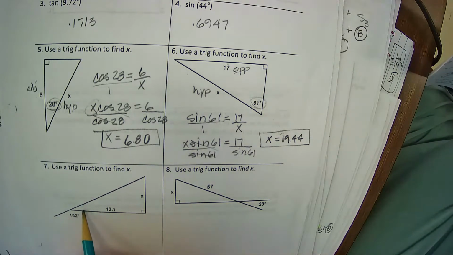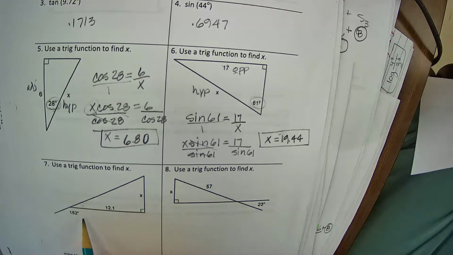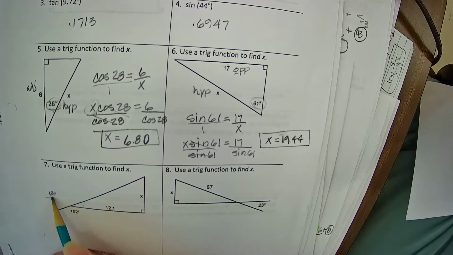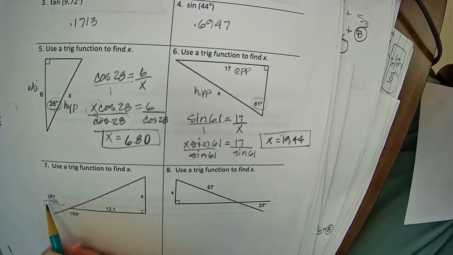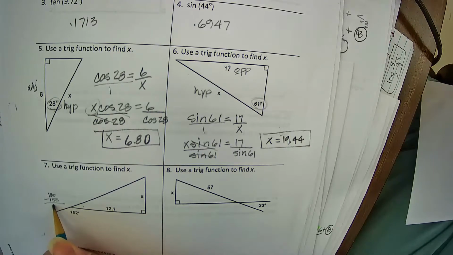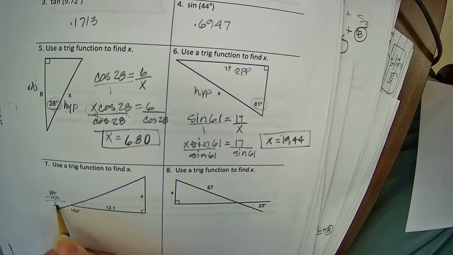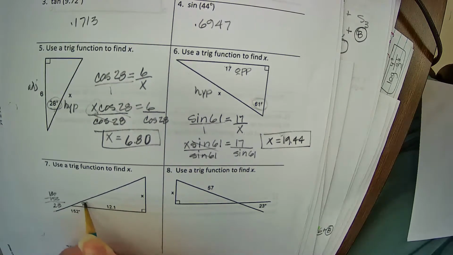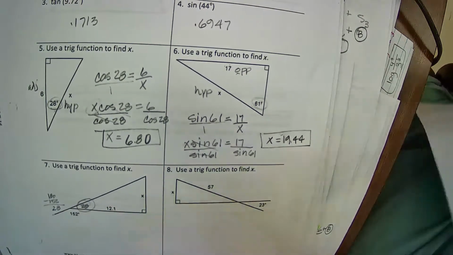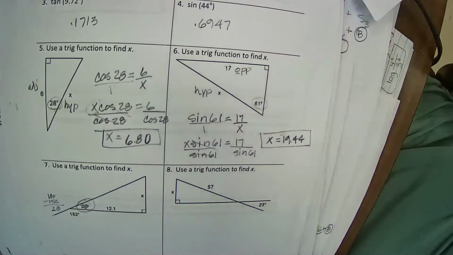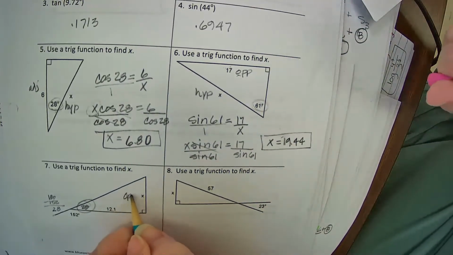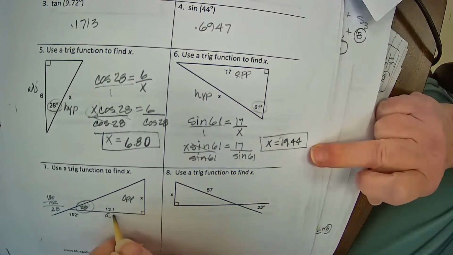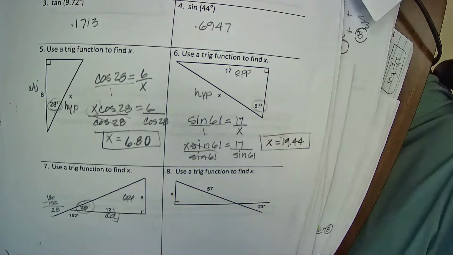Now, we need to figure out what this angle is. How do we find that? 180 minus 152 is? What is it? 28. Okay, so we're using that. What's x in reference to the 28? Opposite. And what's the 12.1? That's the adjacent. Opposite over adjacent is?